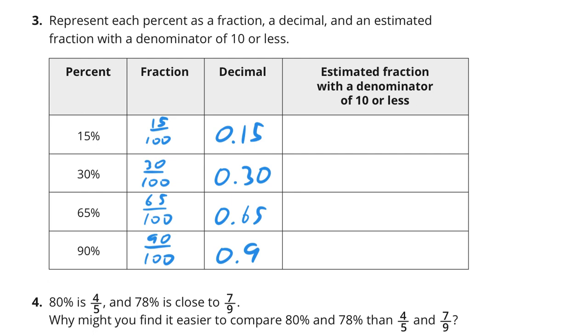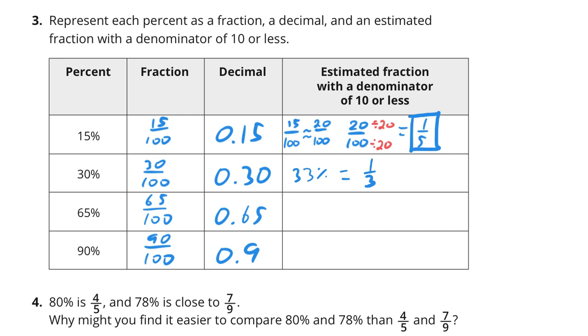Okay, 15% is close to 20%, and 20 100ths, we can divide both the numerator and the denominator by 20. And we'll get an equivalent fraction of 1/5. So there is our answer. Next we have 0.3 or 30%, which is really close to 33%, and 33% is 1/3. So that would be a good estimate for that one.